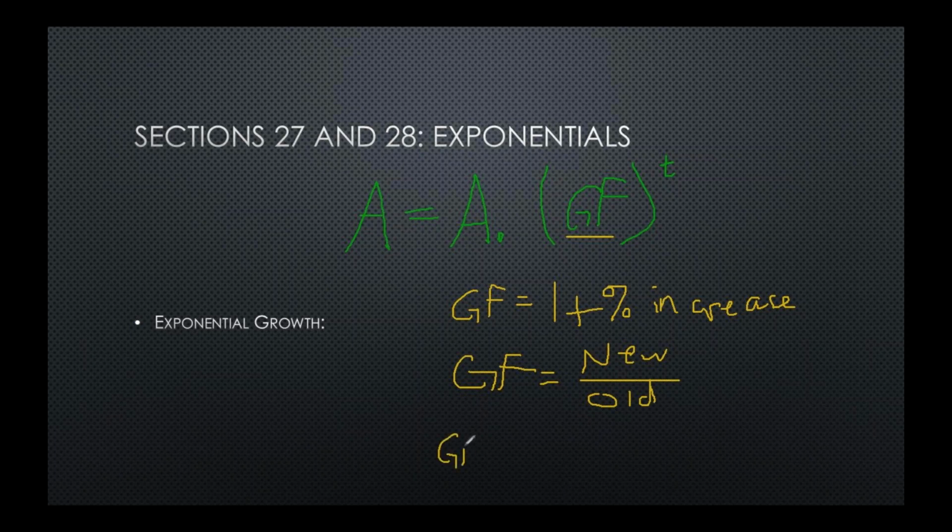Actually, I want to throw in a third way. If they say something is doubling, well, if you think about it, doubling means multiply by 2. If it's doubling, your growth factor is 2. If they say something is tripling or triples, well, triple means to multiply by 3, so your growth factor would be 3. So that would just be giving you that information and not necessarily making you find it.